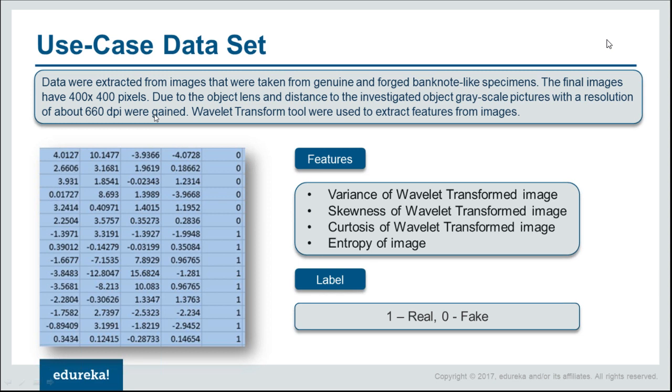They have extracted the correct features. They calculated the wavelet transformed image, and for that they calculated variance. One column shows the variance, another shows the skewness, another shows the kurtosis, and another tells us the entropy of the image. Finally we have a label that decides whether the note was real or fake. For fake we have written 0 in our table, and for real we have written 1.